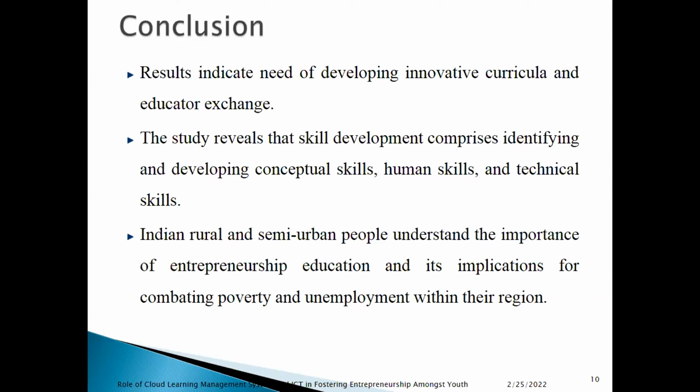The hypothesized relationships were examined and tested using structural equation modeling. It is found that performance expectancy and habit of using technology have a positive effect upon the entrepreneur's intention. There is a need to develop information technology visibility by using social media and business laboratory incubators. During entrepreneurial training programs, students must be encouraged to use technology. Technology can be expensive for a young entrepreneur, but they should treat it as an investment. A trainer should create in students the habit of using technology in their everyday life. The study found that Indian rural and semi-urban people understand the importance of entrepreneurship education and its implication for combating poverty and unemployment within their region.